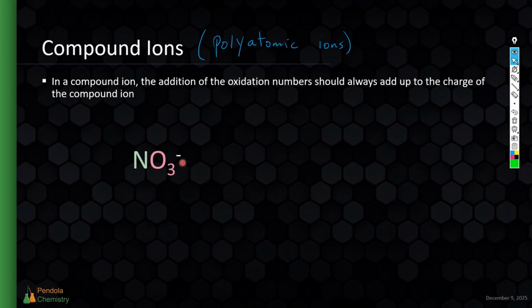Now nitrate is NO3 minus 1. We're going to treat this exactly the same as we did a compound, only when we add up the oxidation numbers of the nitrogens and the oxygens, we should get -1 instead of 0. So oxygen, we already said that the rule is they're always -2 unless it's a peroxide or F2O, which this is not the case. So we know this oxygen is going to be -2. Now there are 3 of these oxygens. So in total, the oxidation number of all the oxygens added up is going to be -6.